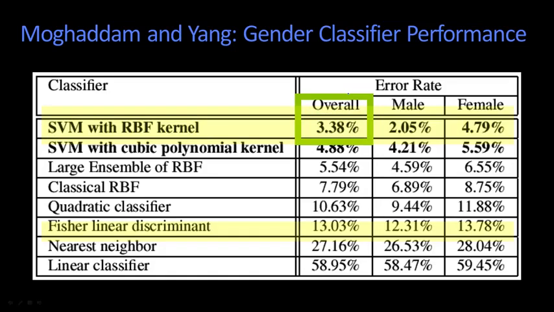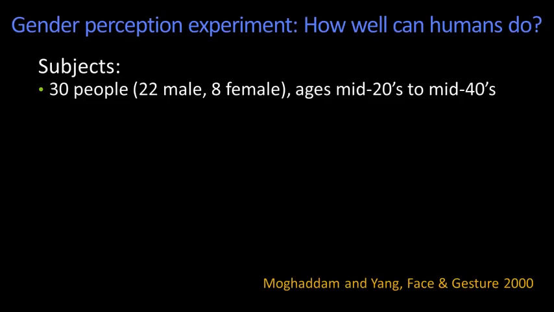In fact, how good is it? Well, you should see how well humans can do on this data set. Because remember, they just cropped the middle of the face. All right? So they did a test with people where they had 30 subjects, 22 male, 8 female. That's also closer to an academic lab typically.